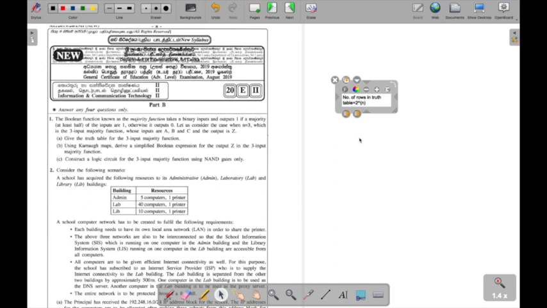For example, if n equals 2, then 2 to the power 2 is 4, so there should be 4 rows. But here, there are actually 3 inputs. Taking n equals 3, we can obtain that 2 to the power 3 is simple: 2 into 2 into 2 is 8. So the number of rows in the truth table is 8. Now you should plot the truth table.